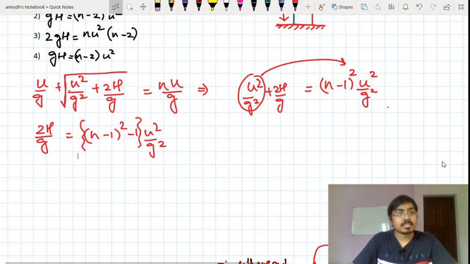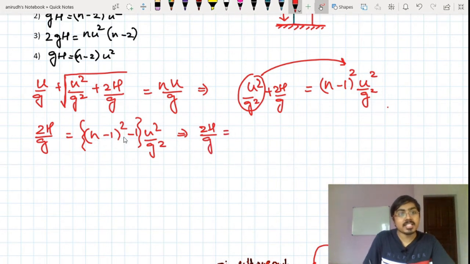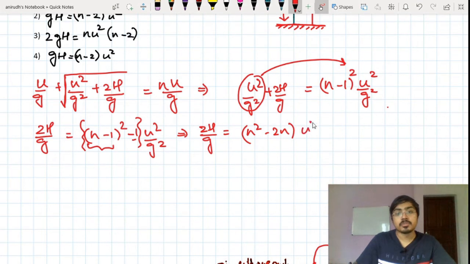Now what do we do in this kind of a situation? So this is something like 2h by g is equal to, how much is this? n minus 1 the whole square is n square minus 2n plus 1, minus 1. So that is n square minus 2n. This is n square minus 2n, u square divided by g square.